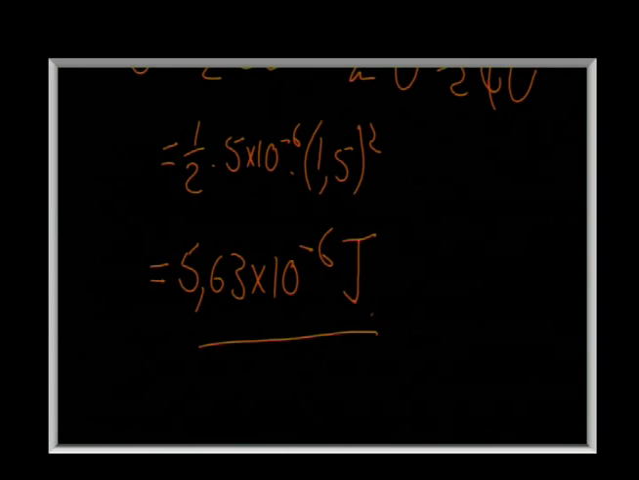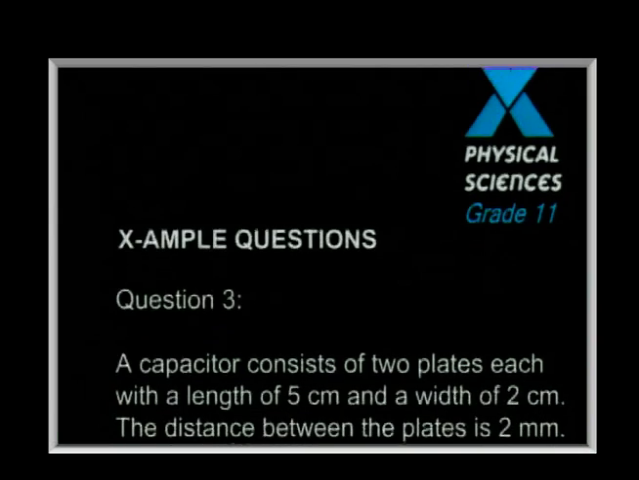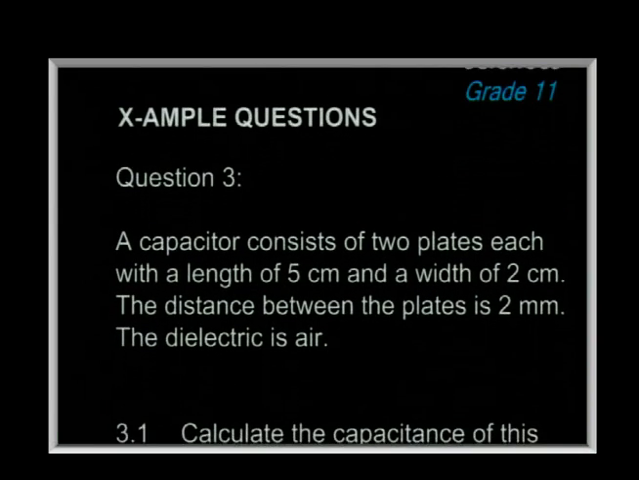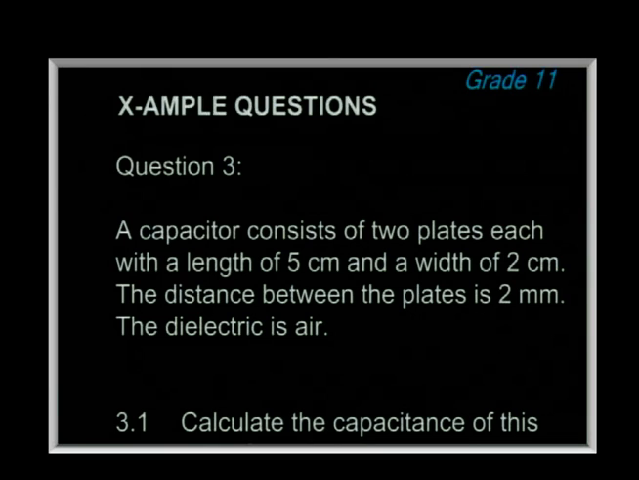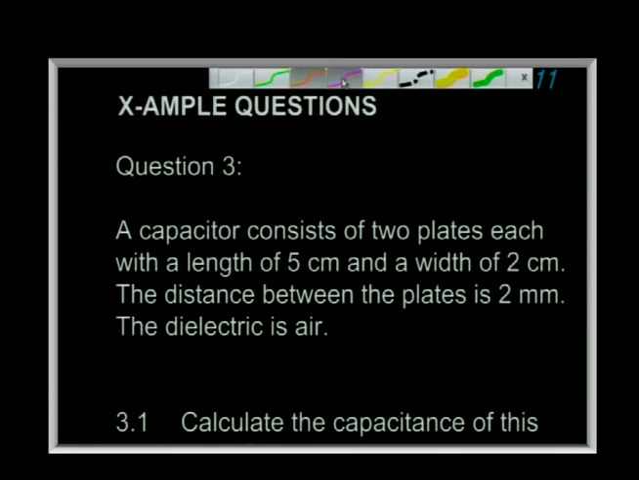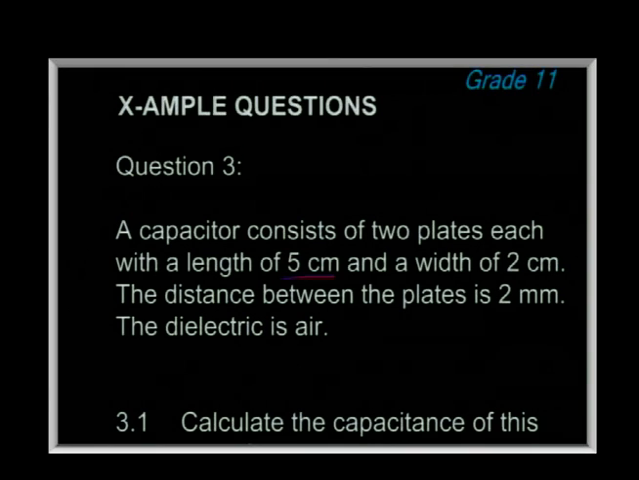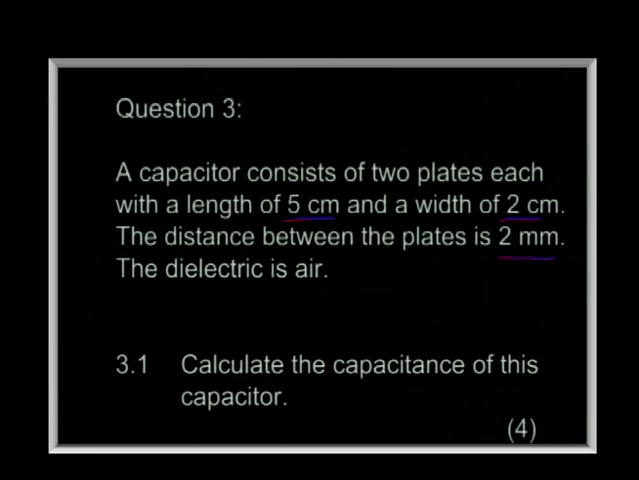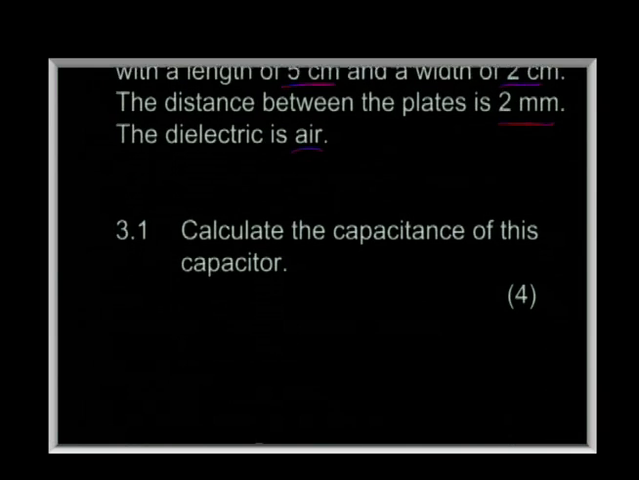Okay. Right, here's question number 3. You'll notice the capacitor questions are quite similar. We've seen one like this before, but there is a nice little twist to this one. Let's have a look at it. It says a capacitor consists of 2 plates, each with a length of 5 centimeters and a width of 2 centimeters. The distance between the plates is 2 millimeters. The dielectric is air, so we aren't worried about any dielectrics.